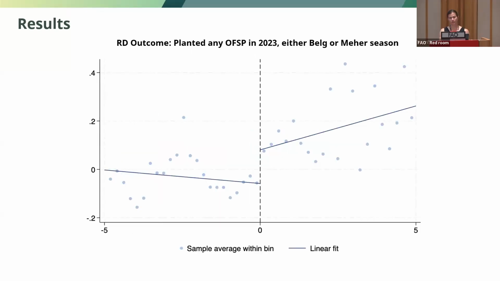So you can see here, this is 2023, planted any OFSP, either Belg or Meher seasons, the two different seasons in Ethiopia. Zero is our boundary, the right is our treatment, and then you can see the left. So you can see a pretty good discontinuity here. This may speak to the fact that treatment households had greater knowledge of OFSP and liked this product and continued to plant it.